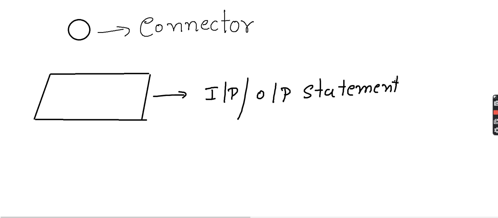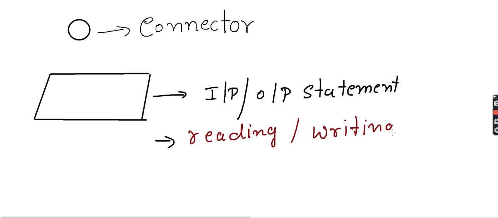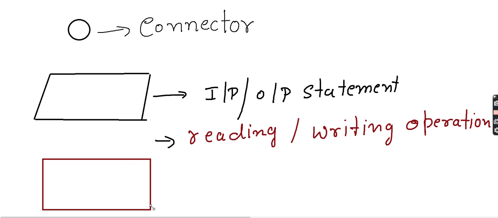So this indicates the reading and writing operation. It is basically used to show the reading and writing operation. Okay, so next we have the processing symbol. This represents the processing steps that have been defined by the algorithm. So that is what processing is.